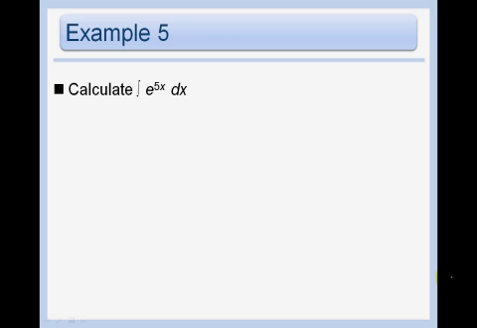Now, in this case, what do you think the u is going to be? Let you think for a second. Hopefully you thought to yourself, let's let the u be the 5x, because I know how to take the antiderivative of e to the x. So I know how to take the antiderivative of e to the u. So let's let u be 5x. Then du is just going to be 5 dx.